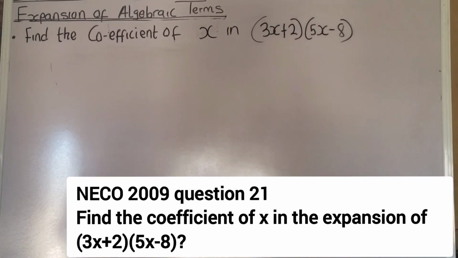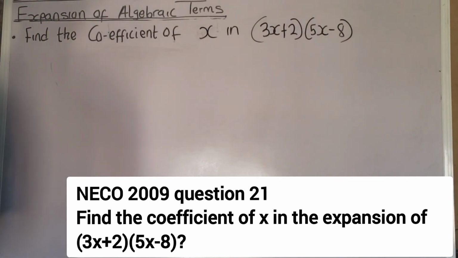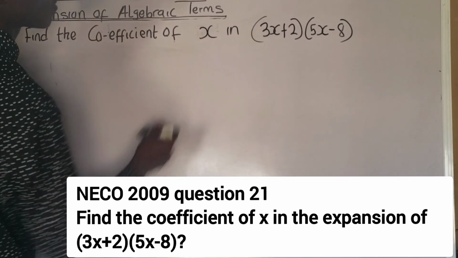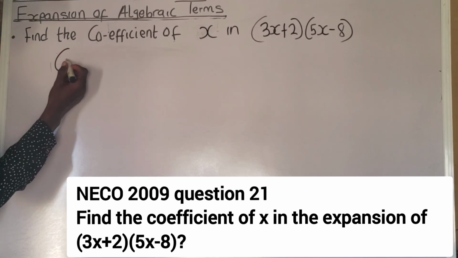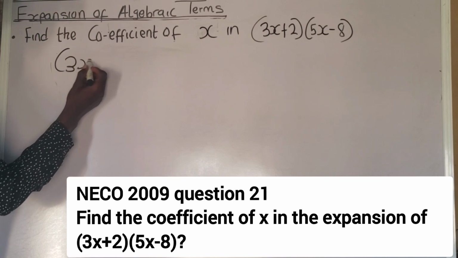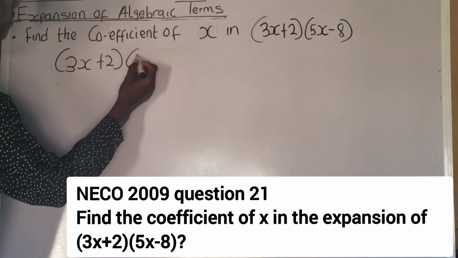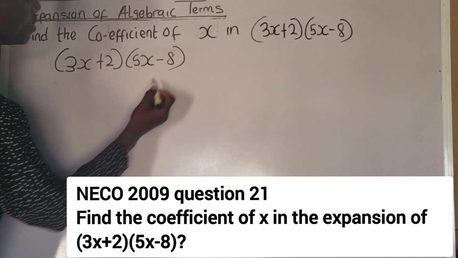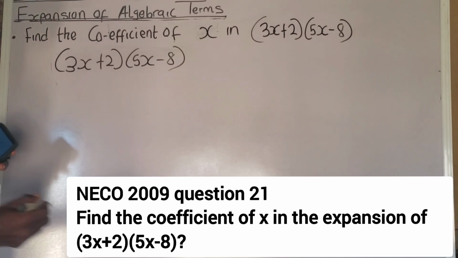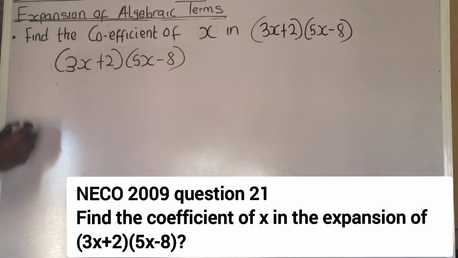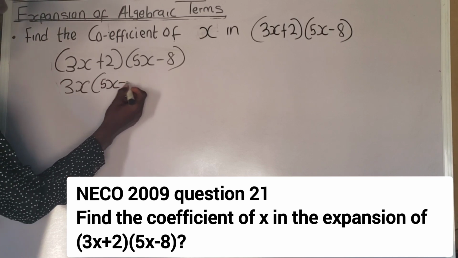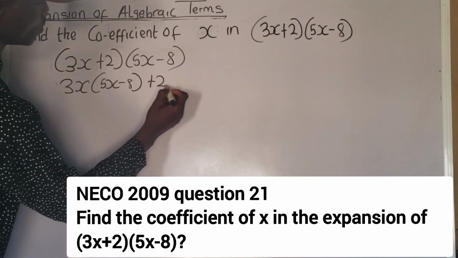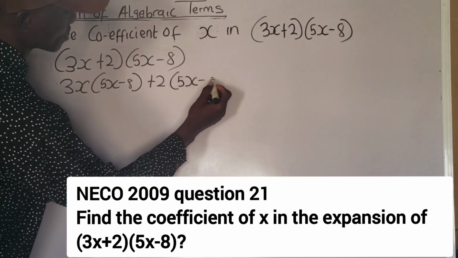Okay, the next question. We are asked to find the coefficient of x in the expansion of (3x plus 2) and (5x minus 8). Please, I want you to pay attention. Let us take the product. Let us expand. I'm going to have 3x plus 2 and 5x minus 8. Don't forget the goal. The goal is to find the coefficient of x. So let us expand this. I'm going to have 3x into bracket 5x minus 8 and plus 2 into bracket 5x minus 8.